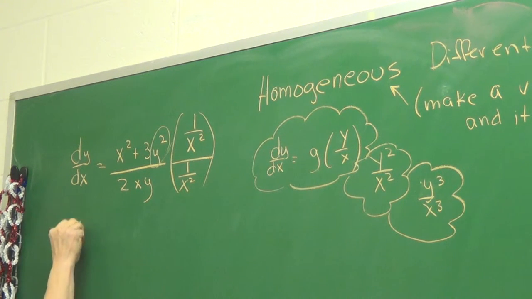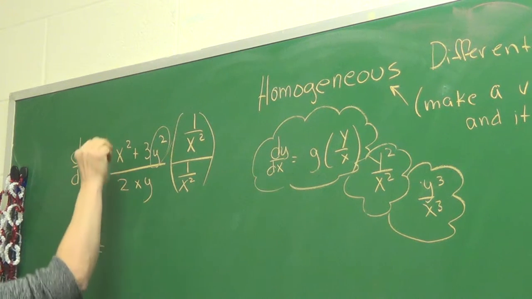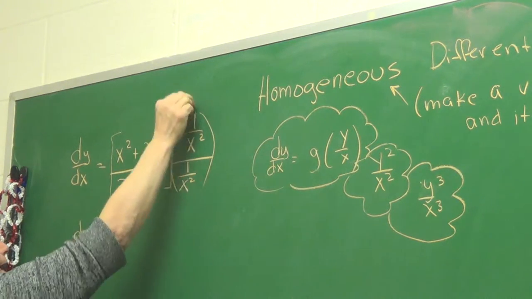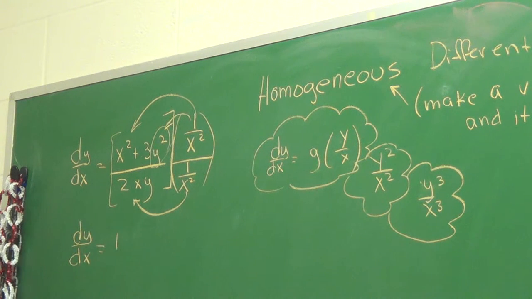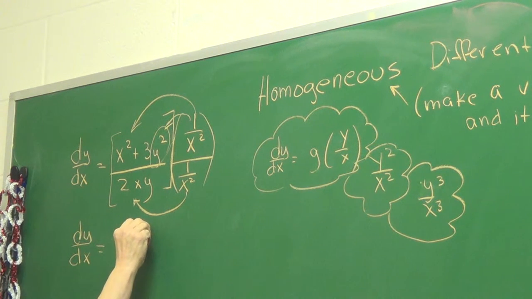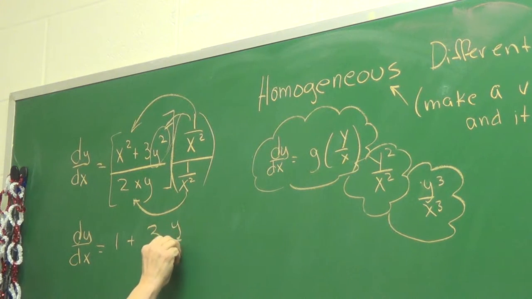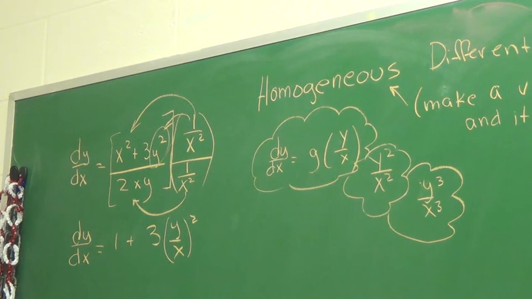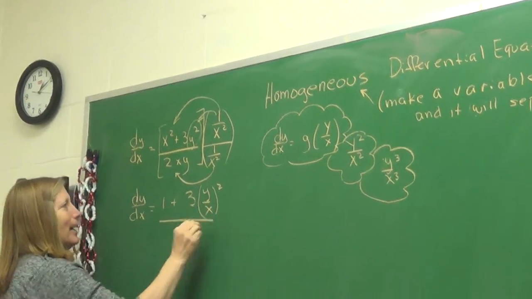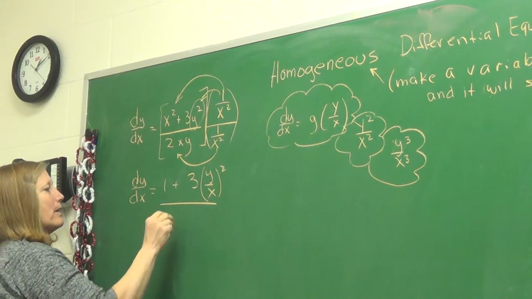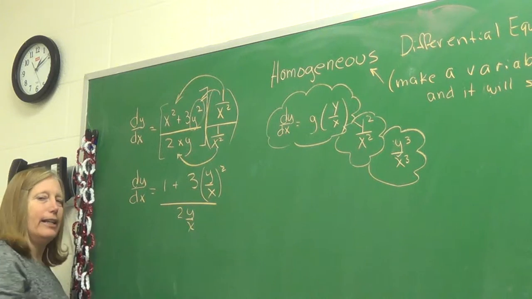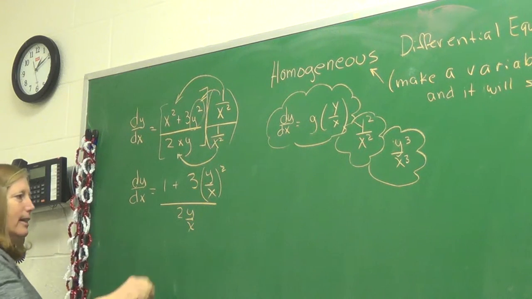All right, dy dx equals. Brendan, tell me what happens when I multiply each of these by 1 over x squared. 1 plus 3y squared over x squared. Right, and I'll write it like this. Are you comfortable with that? Yes. All right, that's the same thing. And on the bottom, Brendan, we've got this times that. 2y over x. You see how I created quite a few of my y over x buddies?